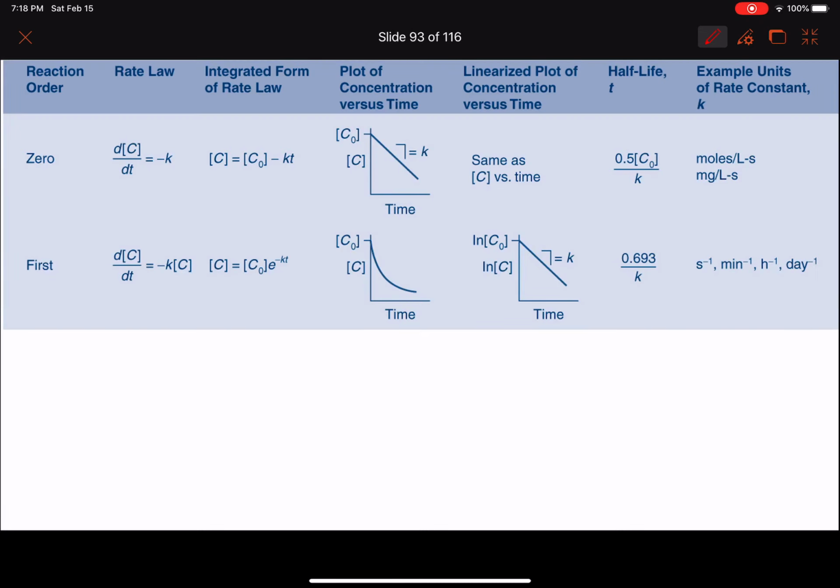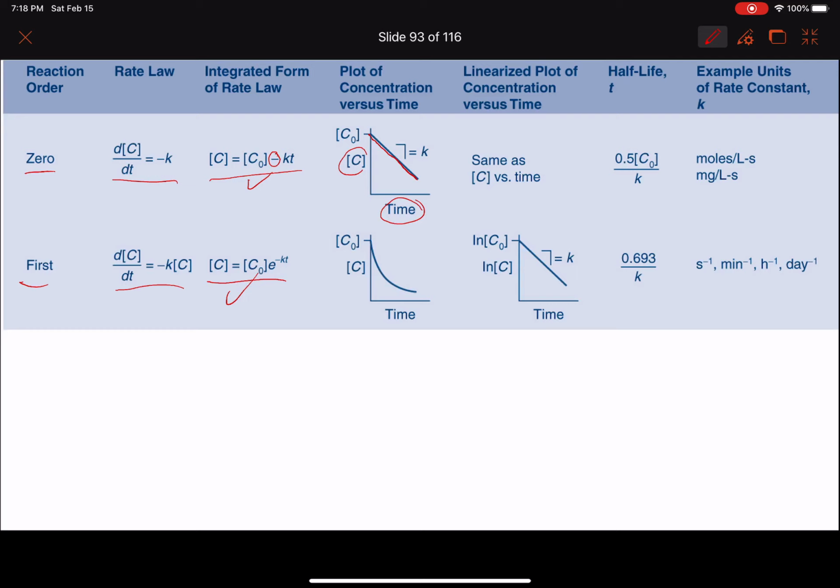This table will summarize all the equations for the zero order and first order. You can see this is the rate law for the zero order, and this is the rate law for the first order. This is the integrated form of the rate law for the zero order, and this is for the first. If you plot time versus C for the zero order, you'll have a straight line. And why is it negative? Because you can see the sign. This is a reduction. It's going down.